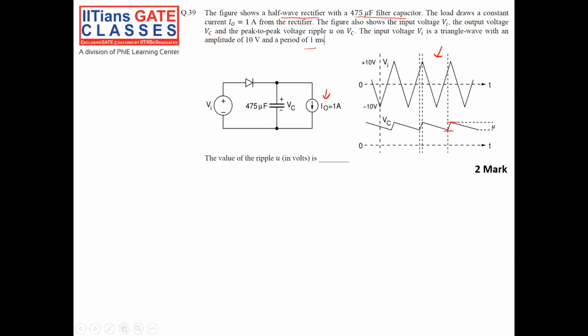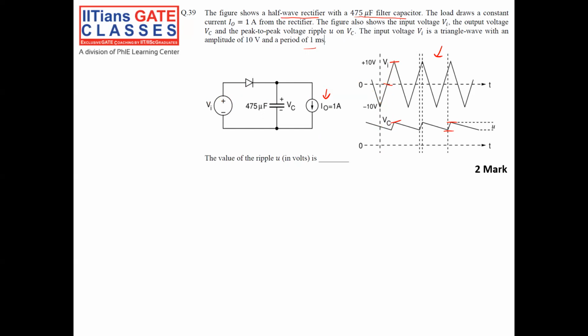This question looks a little complicated, but it's a dead easy question. How? Initially, during my positive excursion, whenever my Vin is greater than 0, my capacitor will start charging to my Vin. I'm taking it that it has charged to Vin a long time before. So initially during the positive half cycle, it will start charging to Vin.